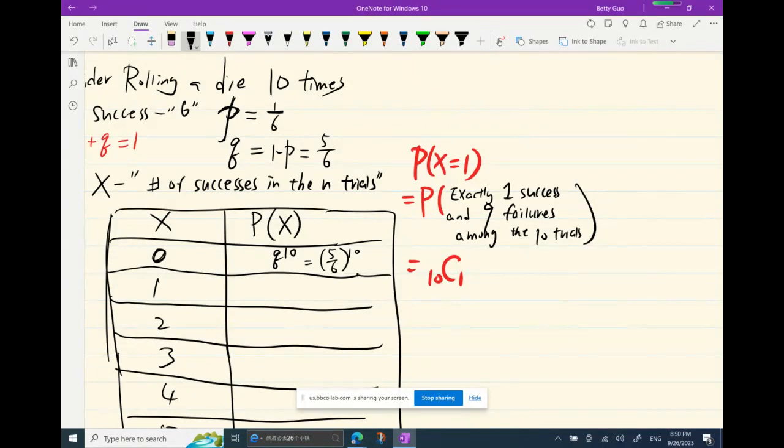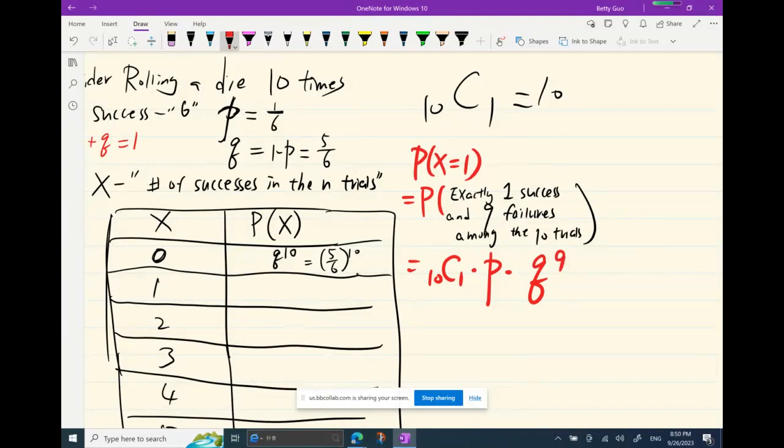Yes or no? So we have 10 possibilities. The only success could happen the first time, the second time, the third time, or the last time. So that's why we have C10-1, which is equal to 10. Now we know which trial is the success, so the probability is P, and all other 9 trials are failures. So we have Q to the power 9.